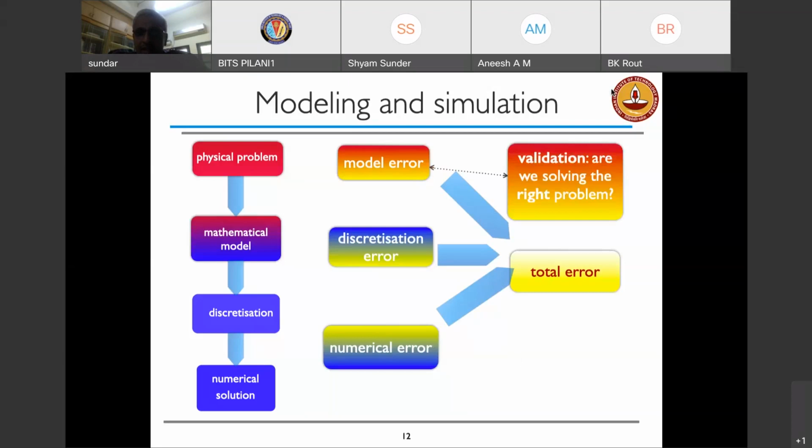So when we talk about the model error, the first question is, are we solving the right problem? In the sense, if you have, let's say, a brick structure and you have idealized that as, let's say, a plate problem, then that could be a valid assumption, as opposed to trying to model that as an axisymmetric problem, which is really not the case.